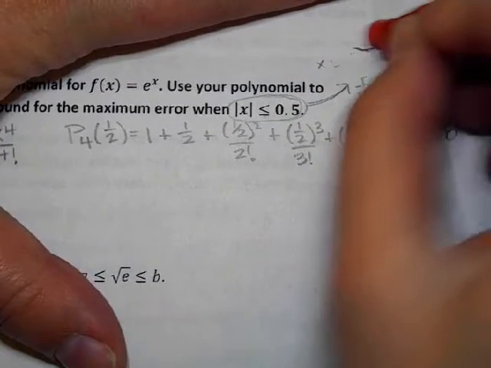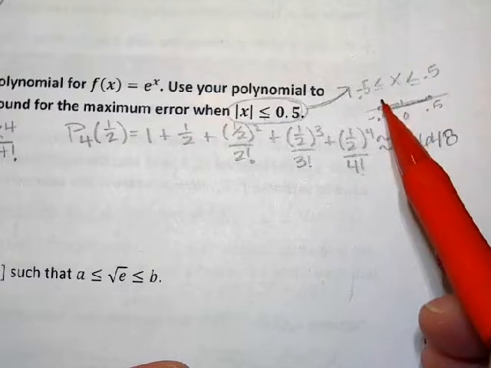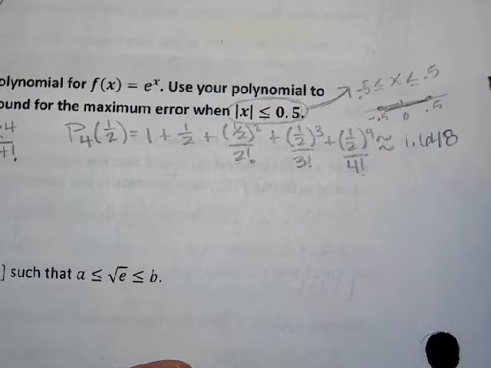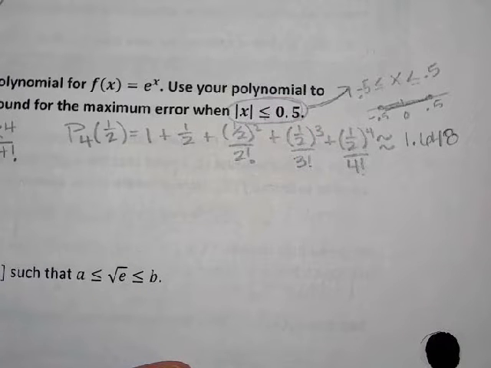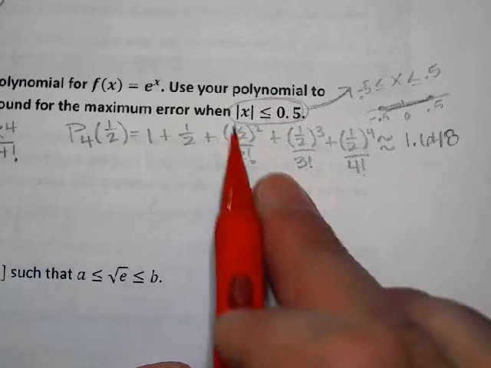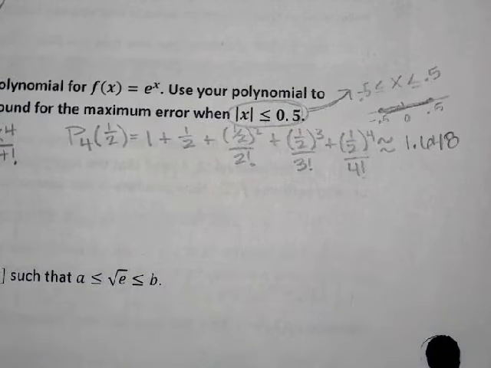Okay. So our interval is between negative 0.5 and positive 0.5. That's what our interval is. That's what this notation means. Does that make sense? That's because that's how absolute value inequalities work. Okay, so let's go ahead and look at this.